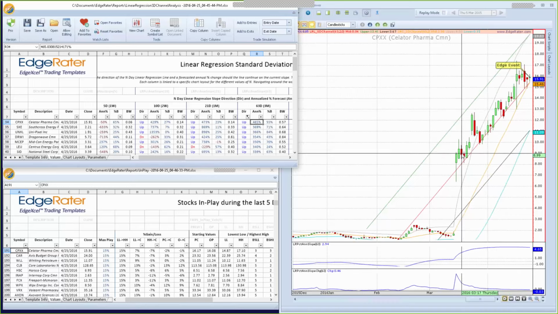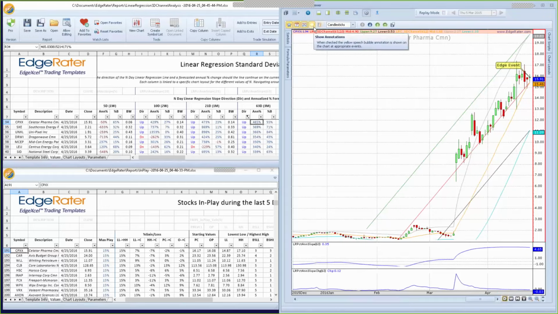The usefulness of that is that you can then see what happened since the events occurred. But if you're just looking at today's date or doing a scan for the last day, I normally turn that annotation off. We don't really want to see that.